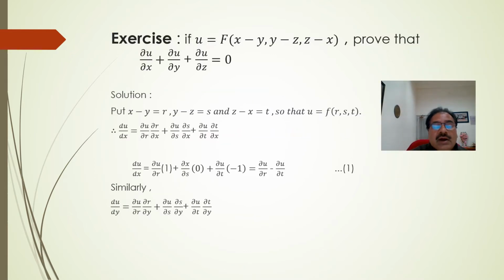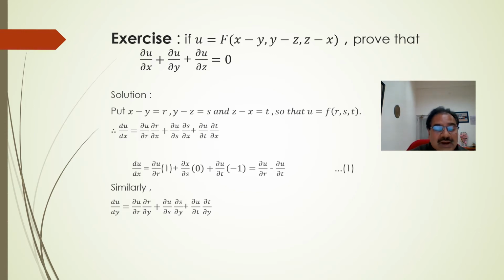For example, if u is f of (x minus y, y minus z, z minus x), then you have to show that del u over del x plus del u over del y plus del u over del z is equal to 0. This is an important result. How can you prove it? You can substitute x minus y equal to r, y minus z equal to s, and z minus x equal to t, so that the function u is f of r, s, t, which may use the total derivative.